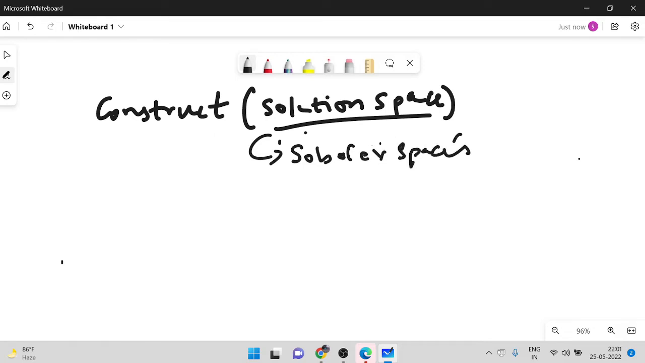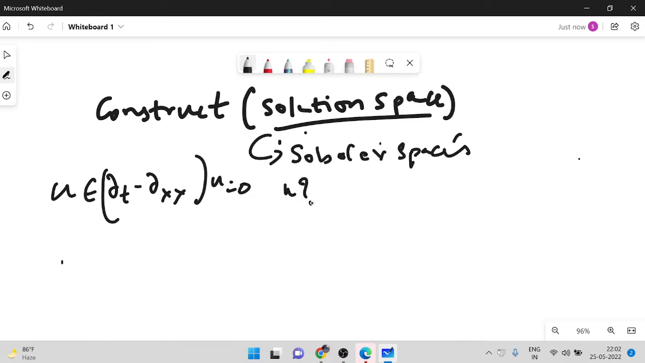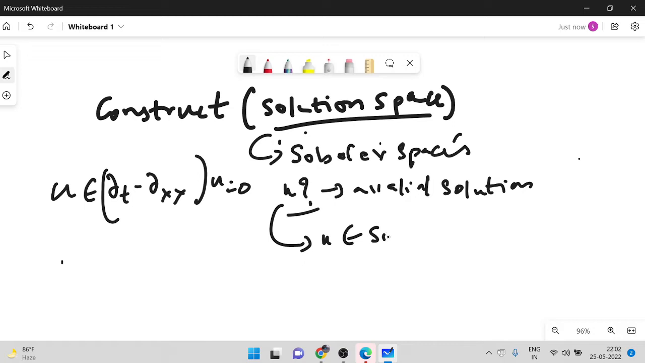No matter what your algorithm, say you're solving a PDE, you feed your PDE to the algorithm and it gives some solution U for some PDE such as equals 0. What is the guarantee that the U that you get is a valid solution or not? So you check if your solution generated by the algorithm belongs to Sobolev space.